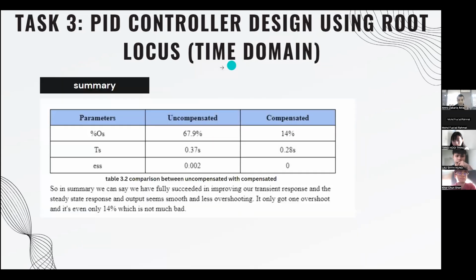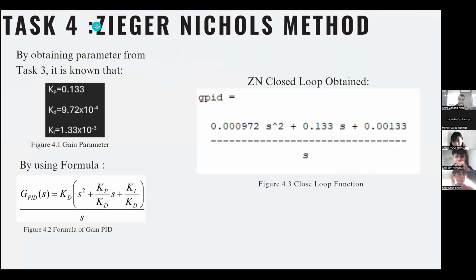So we have this in summary. We can compare the compensated and uncompensated system, and from the values we can see that we improved our transient response and also the steady state, which means the transient and the steady state response. So after that we have the tuning method, which will be presented by my member.